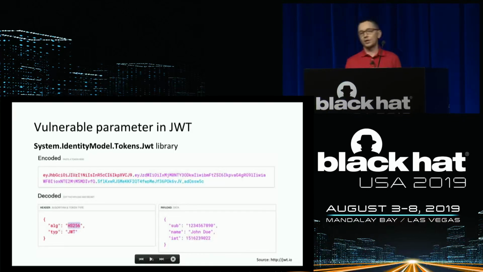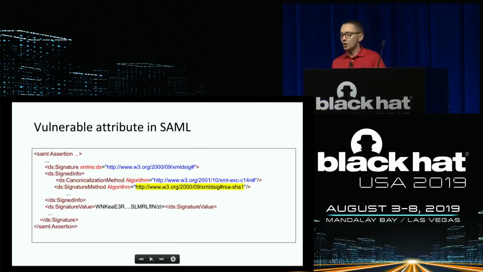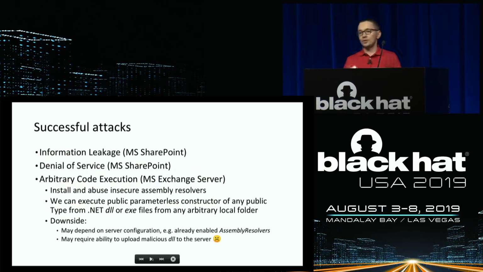Another question: how can we reach this method? For example, the System.IdentityModel.Tokens.Jwt library passes the alg field from the JWT header to it. Also, the Algorithm attribute of the SignatureMethod element from a SAML token goes to it without any restriction as well. So we took two Microsoft servers, SharePoint and Exchange Server, and tried to exploit this problem there. And here is a list of our results.